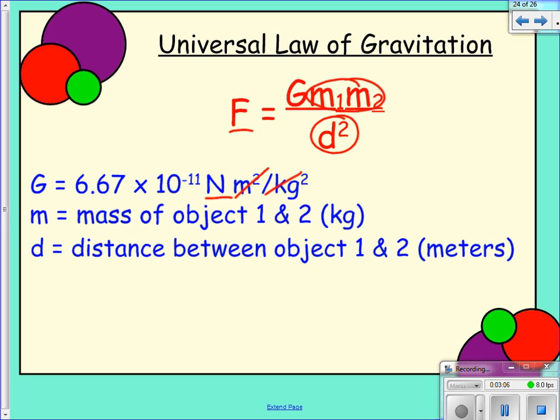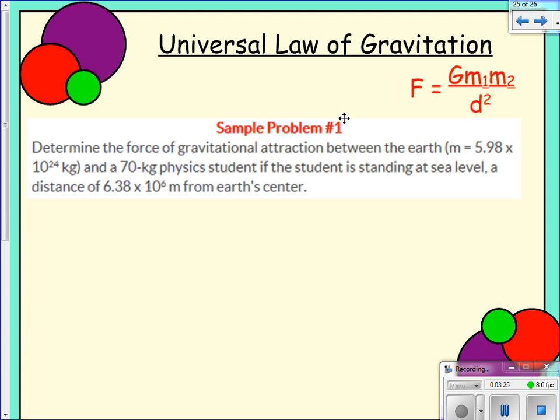All right, m1 and m2 are the mass of object 1 and object 2 respectively. And then d is the distance between the two objects. Do not forget to square it. That is a commonly missed thing on these types of problems. The masses need to be in kilograms and the distance needs to be in meters. Knowing that, let's look at a sample problem.